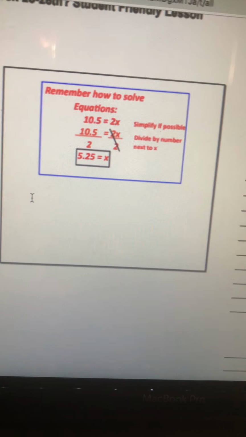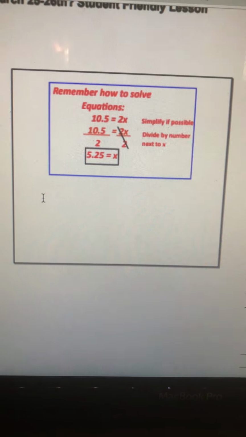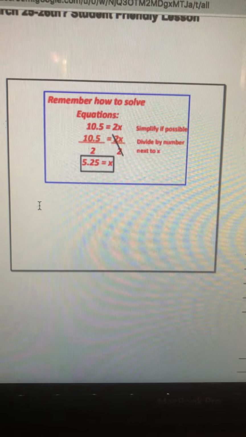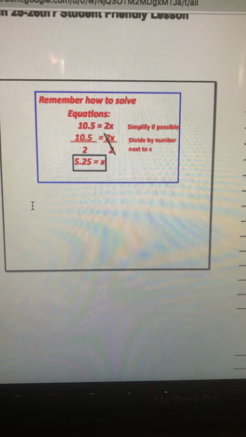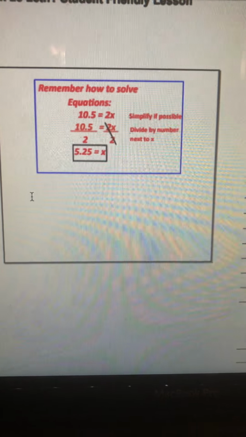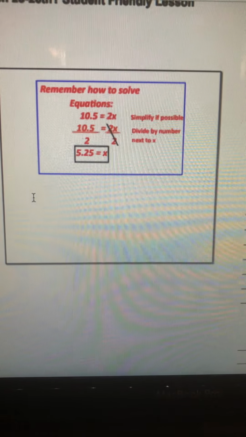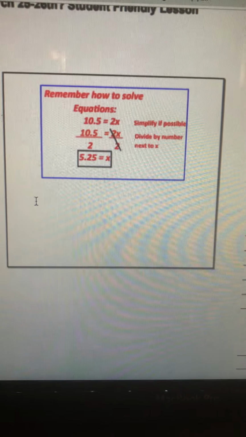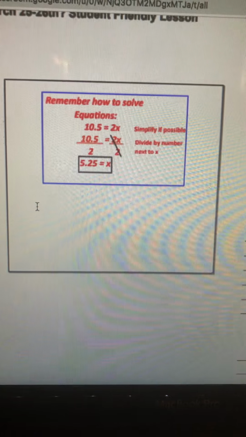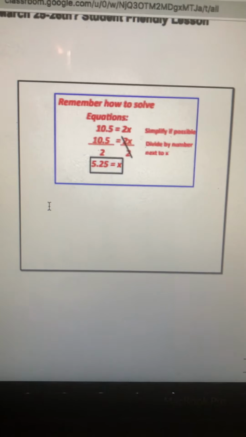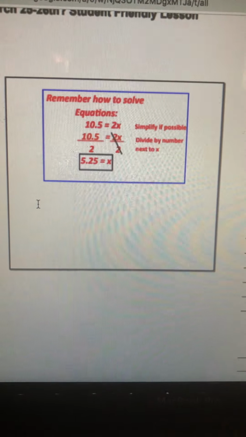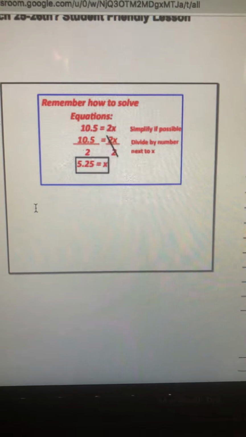In the next slide, there's a reminder of how to solve equations. So this is a very simple equation. It's a one-step equation. It says 10.5 equals 2 times x. Anytime we have an equation, we're usually looking to isolate a variable. For this example, we're looking to isolate x, which means we're trying to get it alone. So since the 2 is multiplying x, we apply the inverse operation of division. So we divide by 2 over here. And then if you notice, whatever you do to one side of an equation, you have to do to the other because that's how our equation remains balanced.